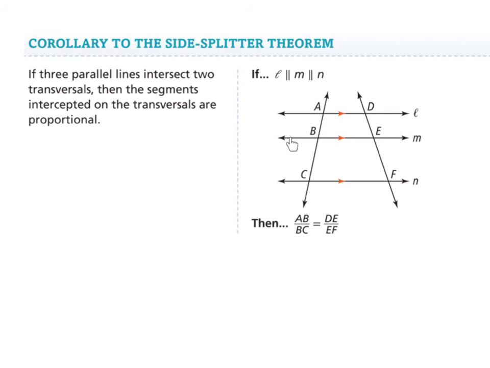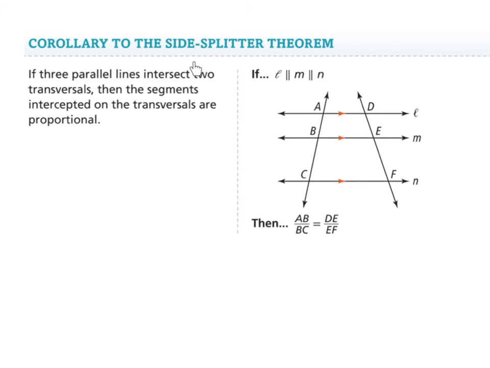So the fact that I have these three lines, and then I look at this one transversal right here, those three lines are cutting out two segments from this transversal, segment AB and segment BC. Those three parallel lines are also going to cut out two segments on this other transversal, segment DE and segment EF. According to this idea, when I make a ratio of AB over BC, it should be equal to the ratio for these two segments, DE over EF.